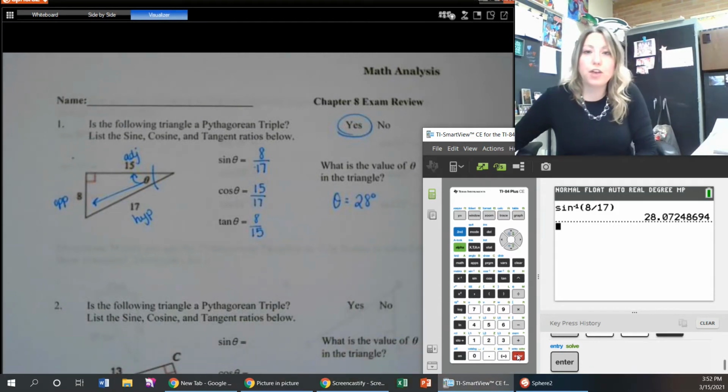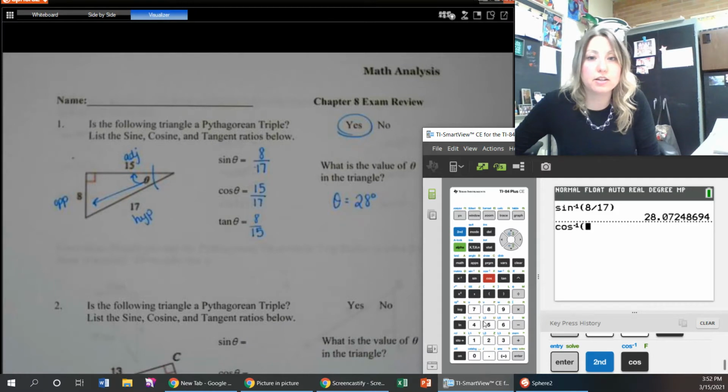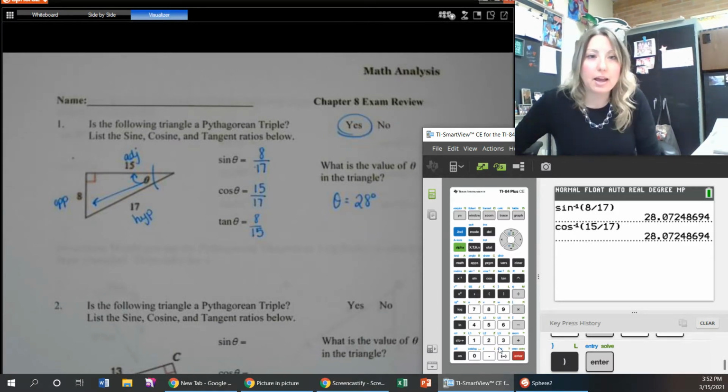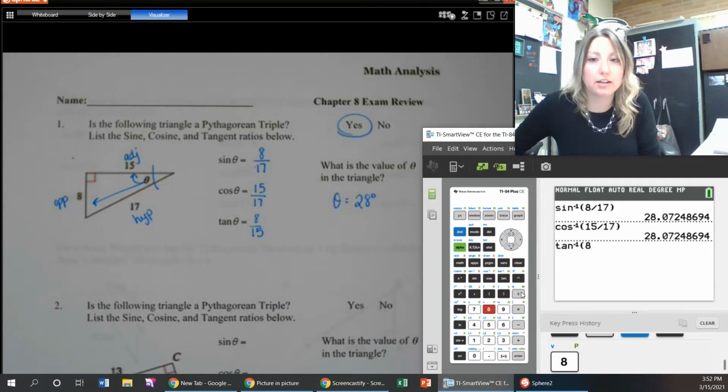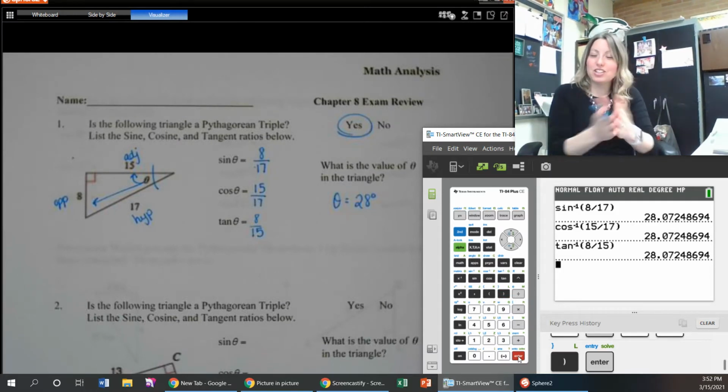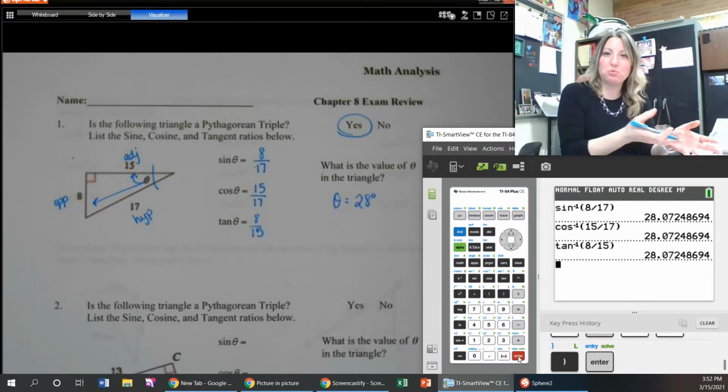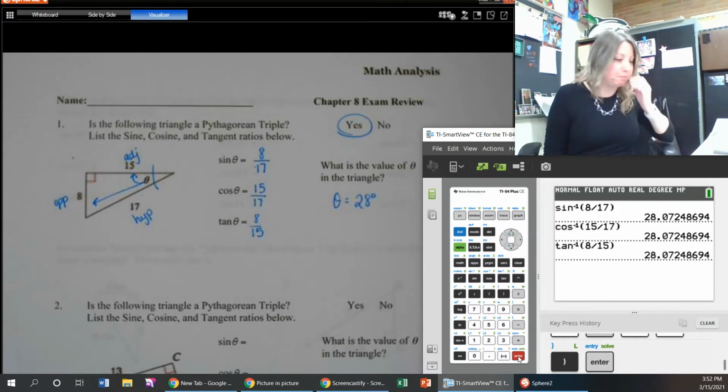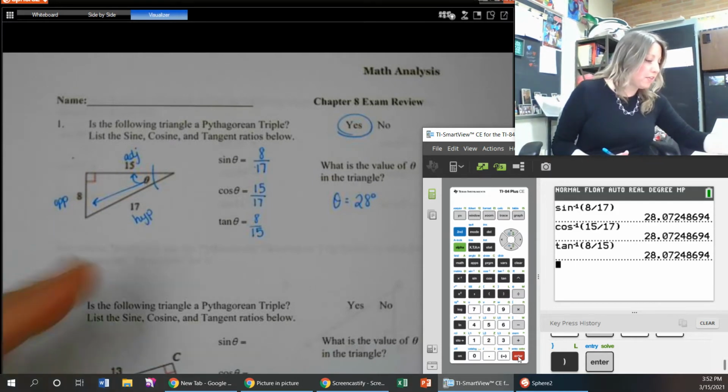But let's just prove that with the other ones. Second and cosine is 15, oh, how about 15 divided by 17? And then in that parenthesis, and we get, yep. And last but certainly not least, because why not? Tangent would be 8 divided by 15. And we get, so whichever one of those you want to use when asked that question, feel free. Okay, we got that again and again.